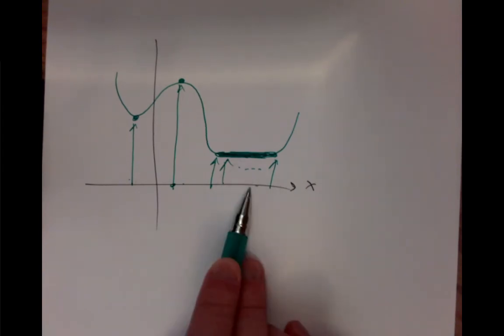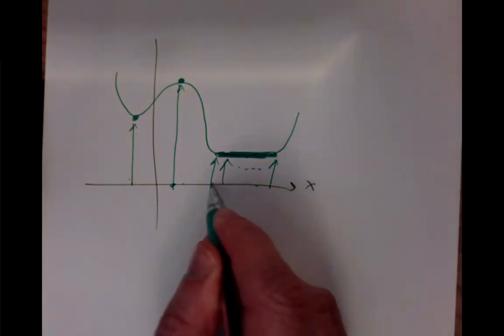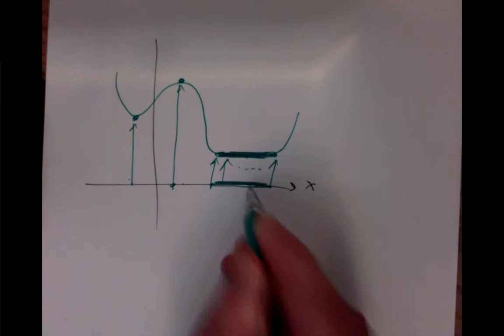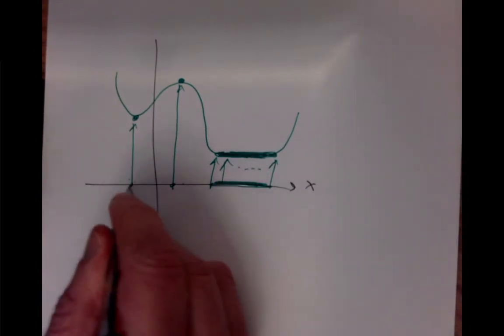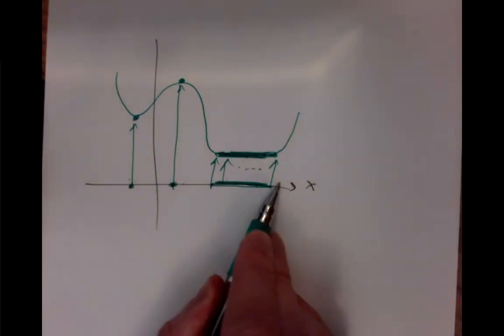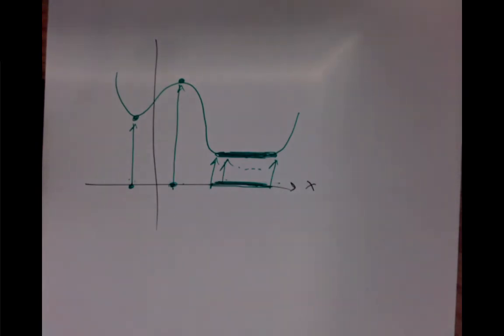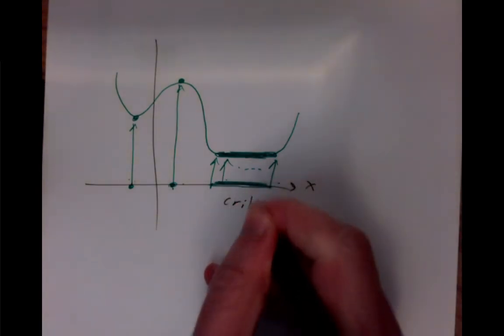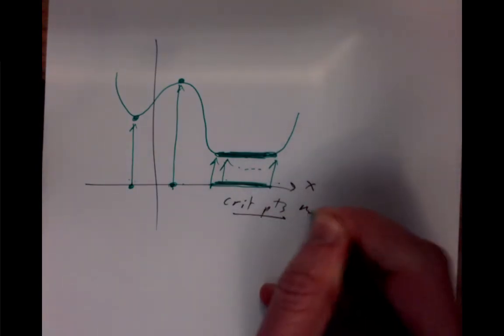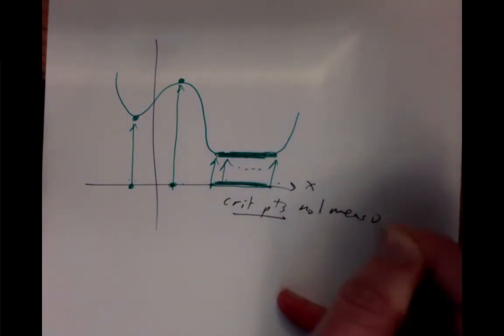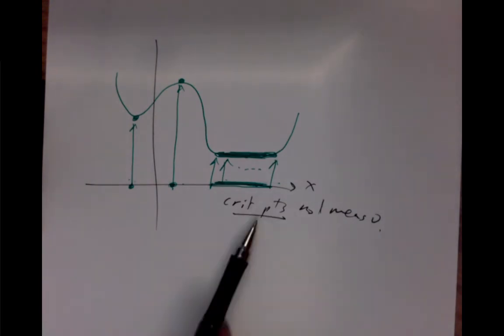And therefore the critical points are not measure 0, because the set is this 1 point here, this 1 point here, and then this interval here. So the critical points are not measure 0. And that doesn't contradict Sard, because Sard doesn't talk about critical points. He talks about critical values.